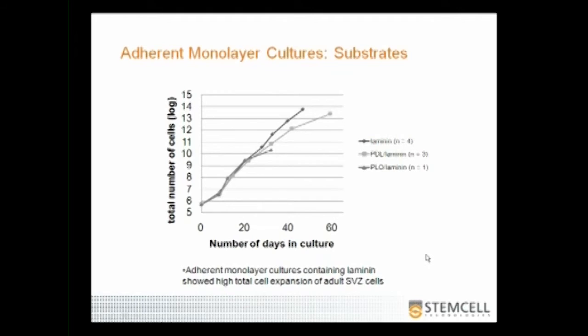We have compared the use of various substrates for the expansion of cells in adherent monolayer cultures. We found that laminin alone showed a consistent high total cell expansion of adult SVZ cells compared to a combination of laminin and PDL or laminin and polyornithine. Therefore, laminin can be used with our media for the expansion of neural stem cells and progenitor cells from mouse CNS cells.